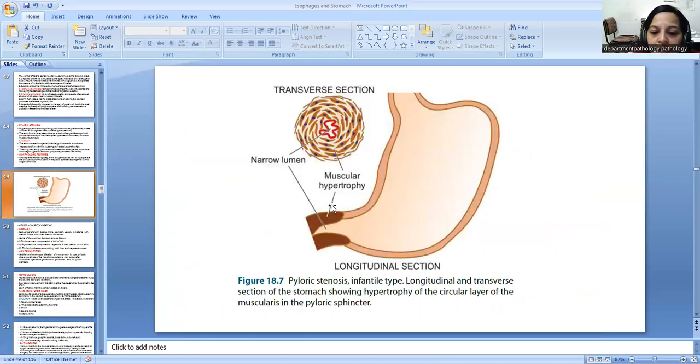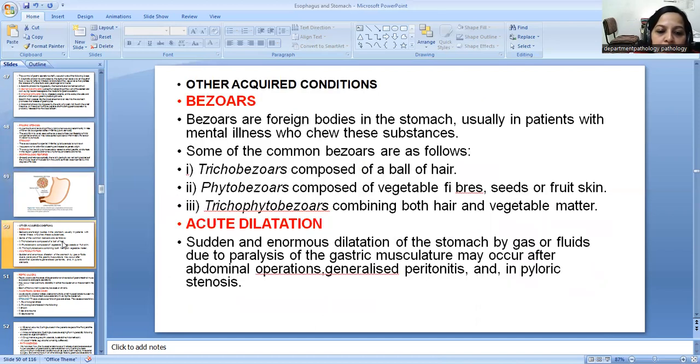So here we can see the hypertrophy of the muscles and the lumen has narrowed down. This is the pyloric stenosis, which is infantile type, and this is a longitudinal and this one is a transverse section of the stomach, which shows hypertrophy of the circular layer of muscularis in the pyloric sphincter. Other acquired conditions are bezoars. Bezoars are foreign bodies in the stomach, usually in patients with mental illness who chew these substances. Some of the common bezoars are as follows: trichobezoars composed of a ball of hair, phytobezoars composed of vegetable fibers, seeds of fruit skin, trichophytobezoars combine both hair and vegetable matter.